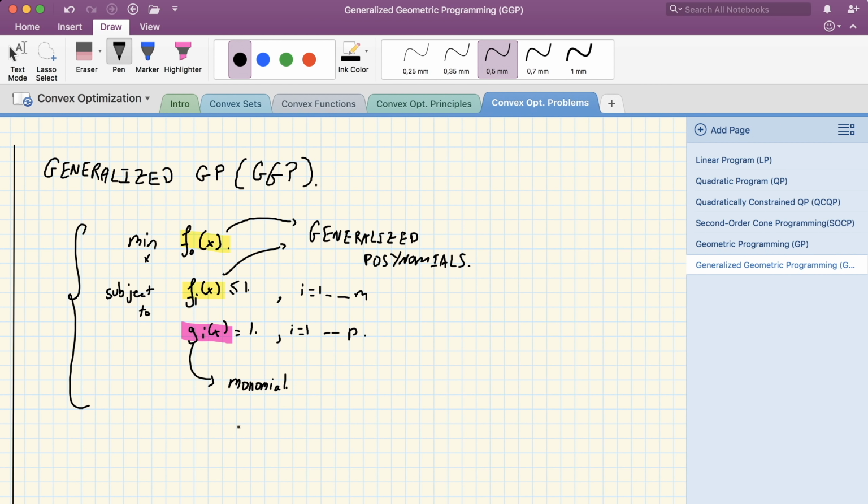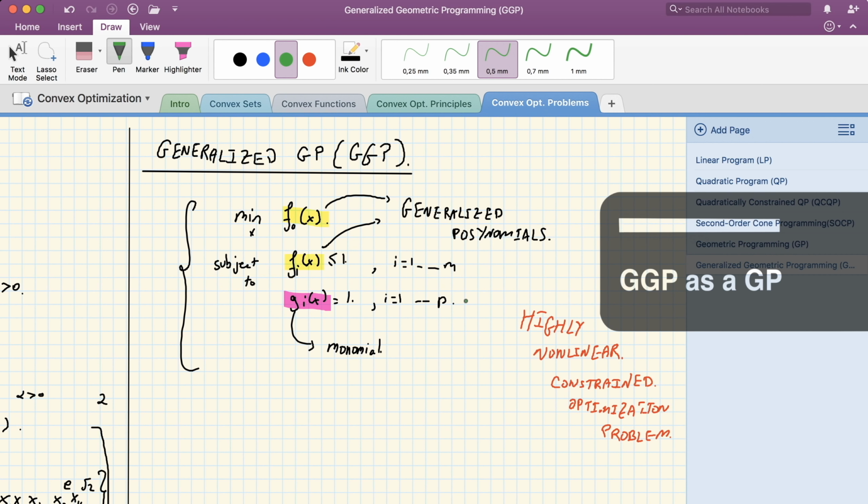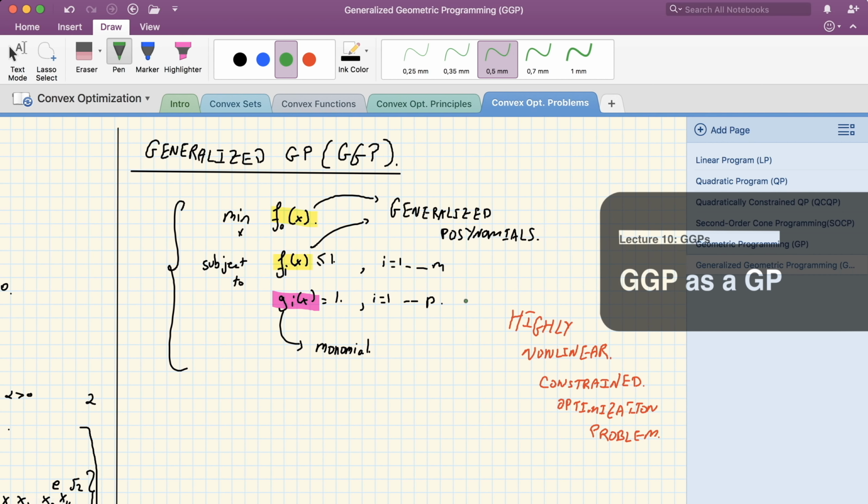Now it looks simple, but it's really not simple. Actually, this is a highly nonlinear constrained optimization problem. So that's simply what a GGP is. The next thing we're going to talk about is something really interesting.